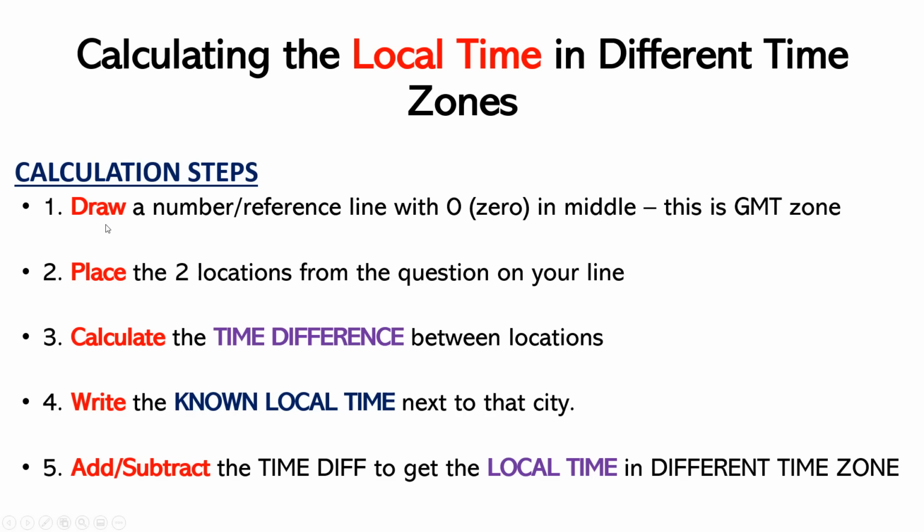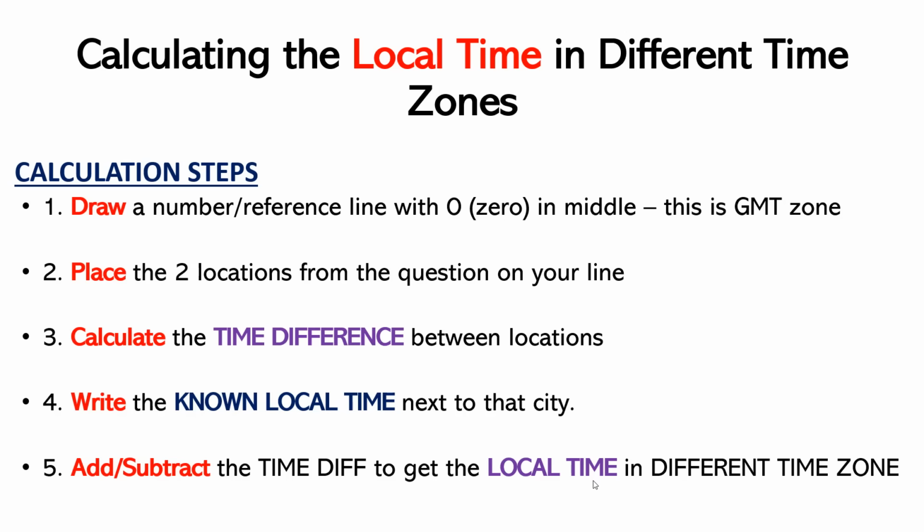The 5 steps: we're going to draw a number line. Just a simple sketch. I'll show you in the examples how to do that. Place the two locations on your number line, and you'll probably want to label them, maybe with the first letter of each of the cities. Step 3, calculate the time difference. So this first bit here is what we've already covered in the previous examples. Step 4, write down the local time next to that city. So whatever city you know the time, write that down. And then lastly, add or subtract the time difference you figured out in step 3 to the local time to work out the time in the location you want to find out.